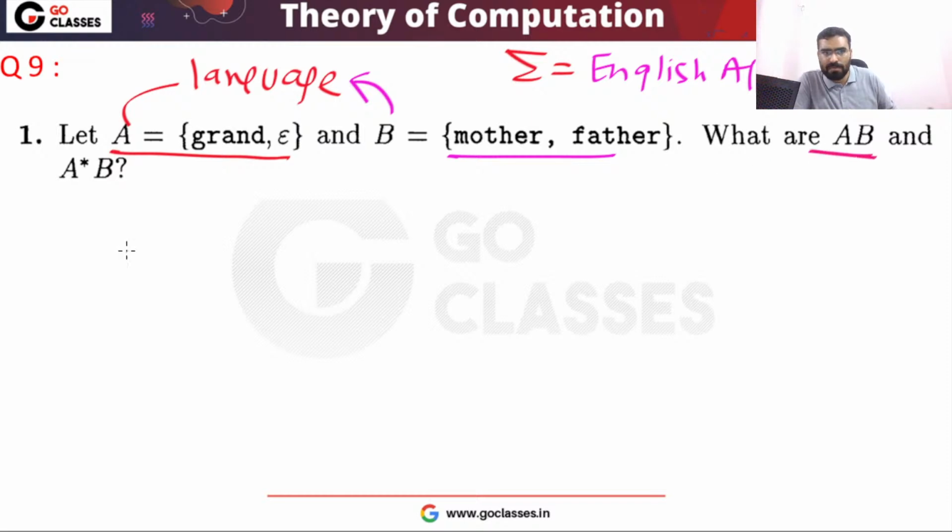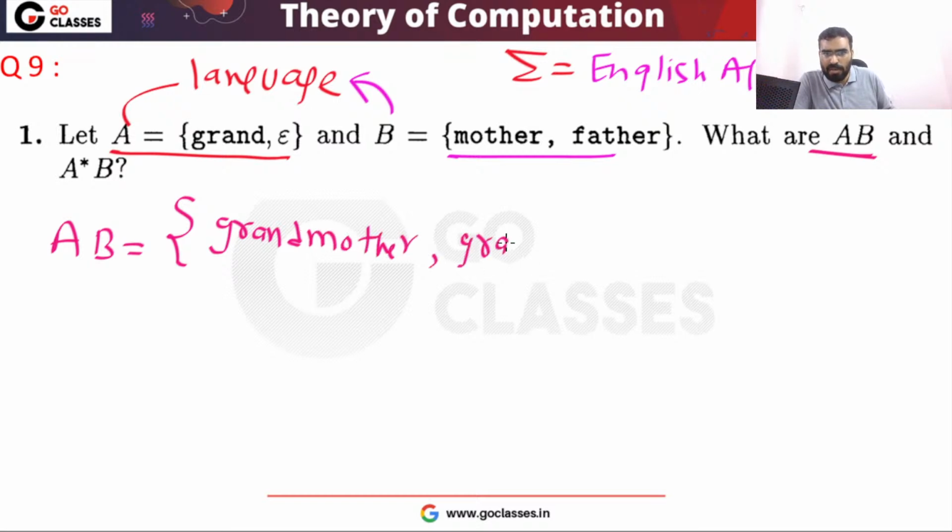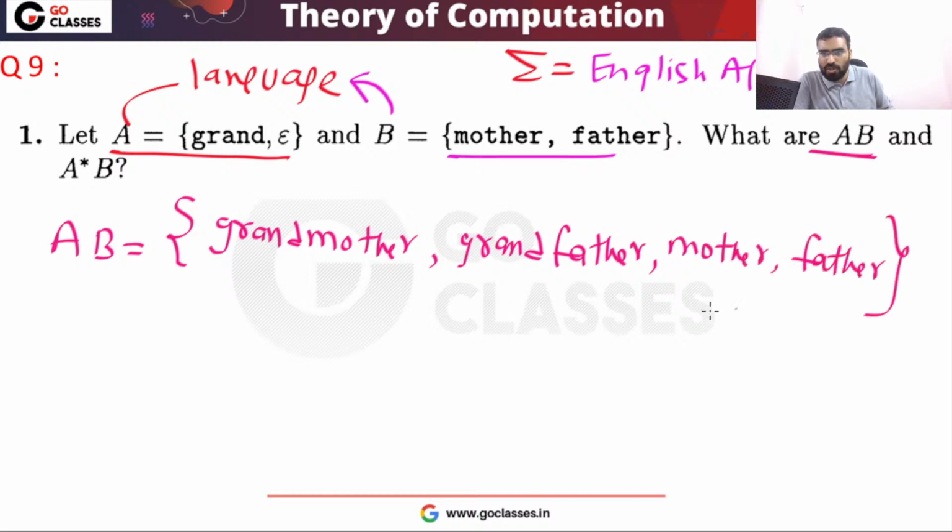Now what is AB? AB is very simple. AB will be every string of A concatenated with every string of B. Remember, every string of A concatenated with every string of B. So this will be your AB, correct? Okay. Next, what is your A star B?